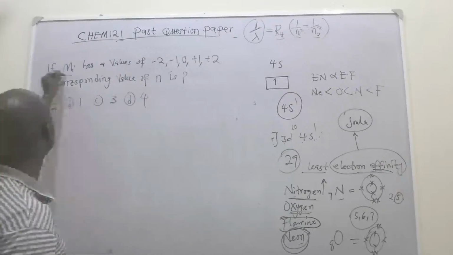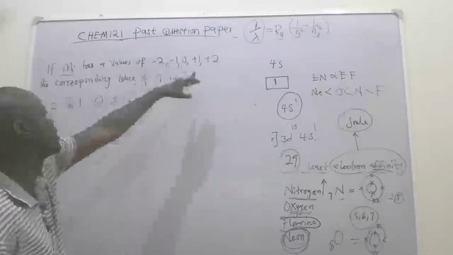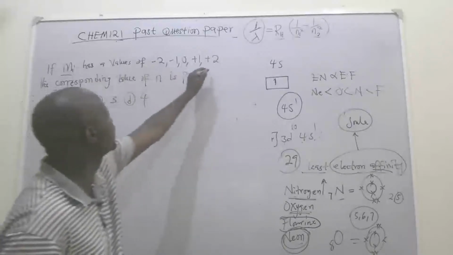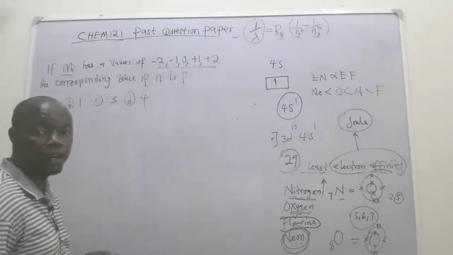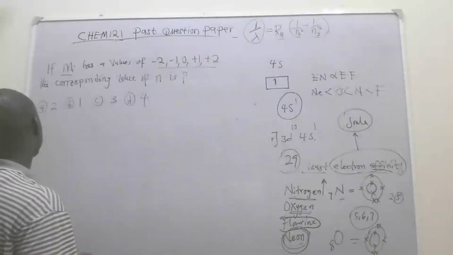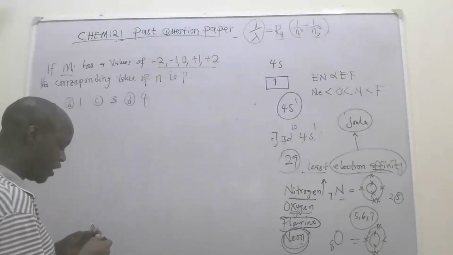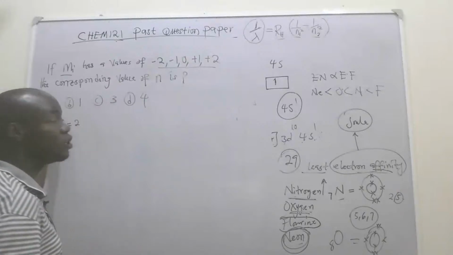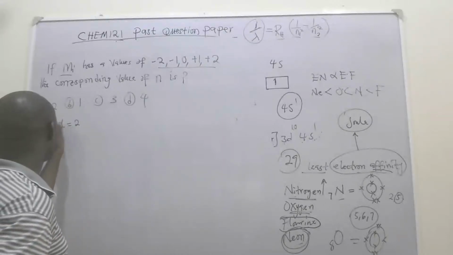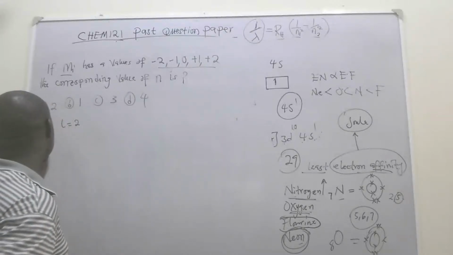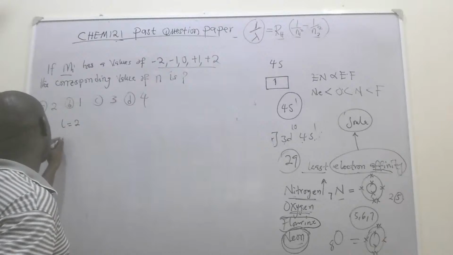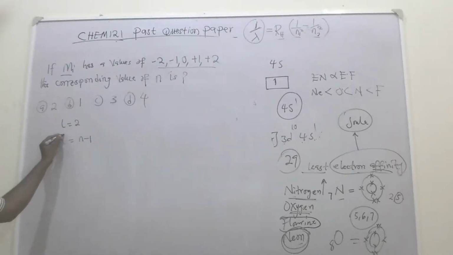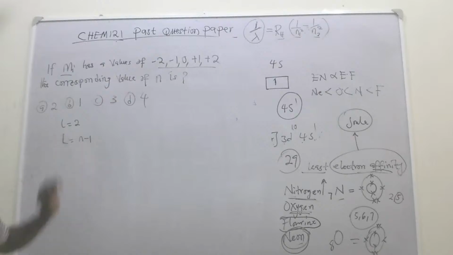So you see here, the magnetic quantum number is given as this. So it means that from here you can see that if the magnetic quantum number is given using this range of values, this is to tell you what your l is. It means that at this point your l is equal to 2. And if you have l equal to 2, what is the corresponding value of n? It's simple. So remember, l is always equal to n minus 1.